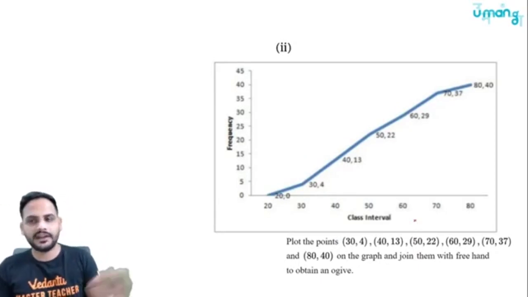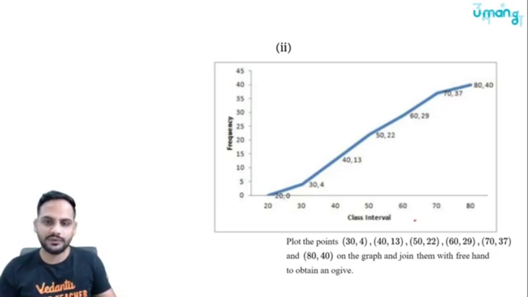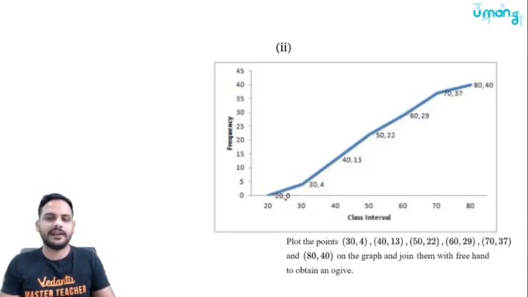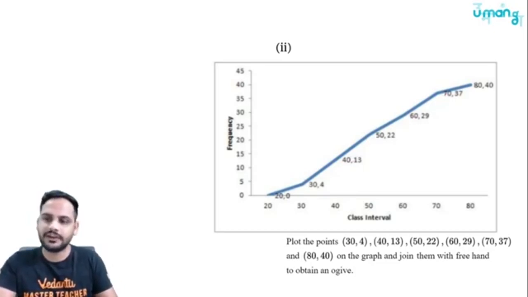Then for the ogive, we can do it directly, no problem with that. No need to make it continuous also. If there is a gap, we can make it directly also. So 20, 30, 40, 50, 60, 70 and 80, and then we have taken the gap over here. Okay, the cumulative frequency we have taken with this. So 30,4, 40,13, 50,22, 60,29, 70,37, 80,40.